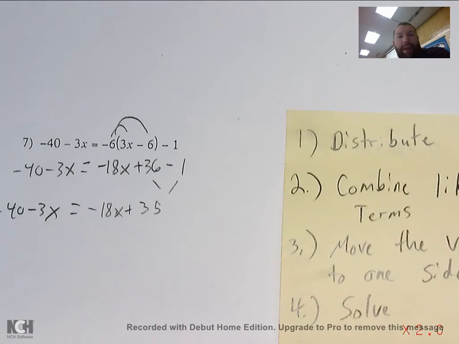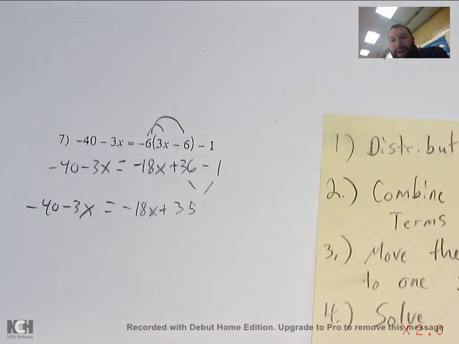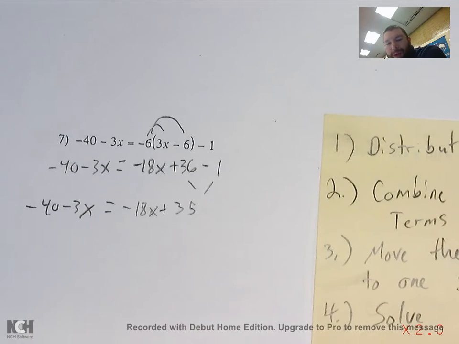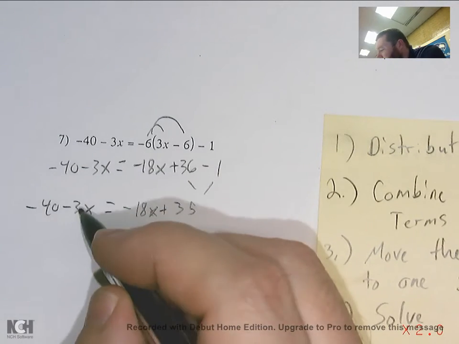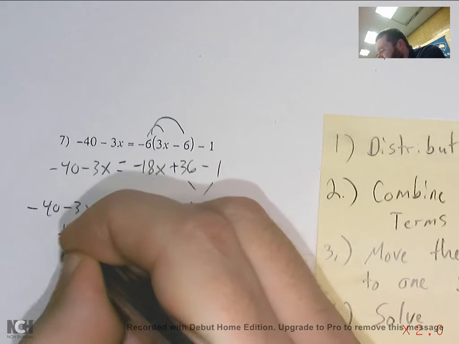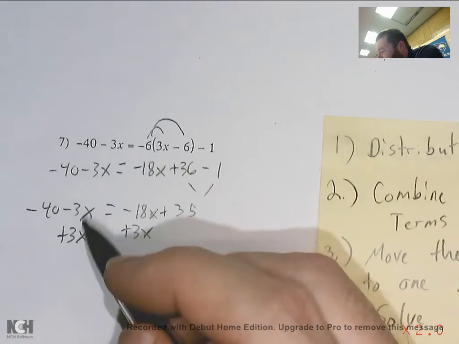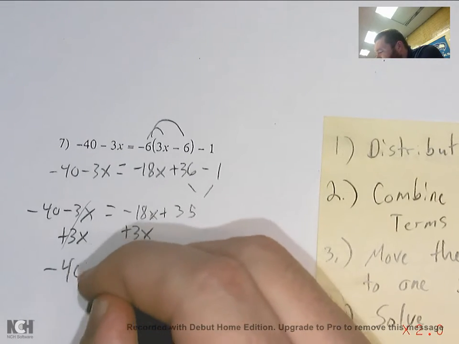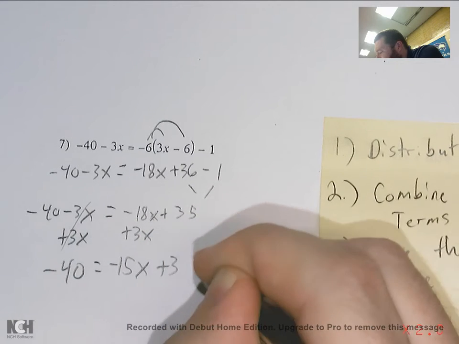Okay, now, next step is to move the variable to one side, right? So we're going to move the variable. It doesn't matter which one we move. I usually like to move the smaller one. So that's what I'm going to do. I'm going to move this negative 3x. Since it's negative, I've got to add it to move it to the other side. So plus 3x. And then it's going to cancel out there. And I'm left with negative 40 is equal to negative 15x plus 35.